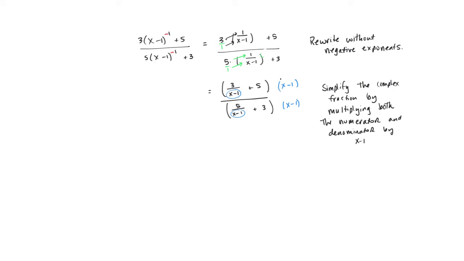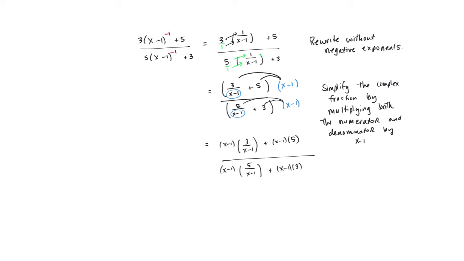Okay, so that means I'm going to distribute it. I've got x minus 1 times the first term, which is 3 over x minus 1, and then I also need to take x minus 1 times the second part, which is the 5. I'm going to do the same thing in the denominator. I'm going to take x minus 1 times the first part, which is 5 over x minus 1, and x minus 1 times the second part, which is 3.